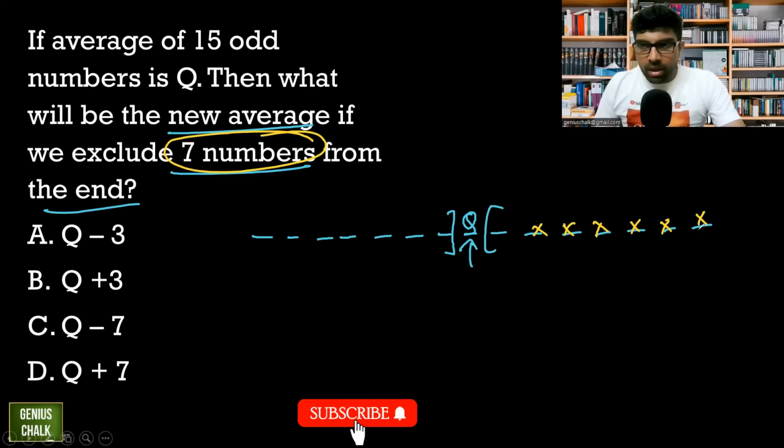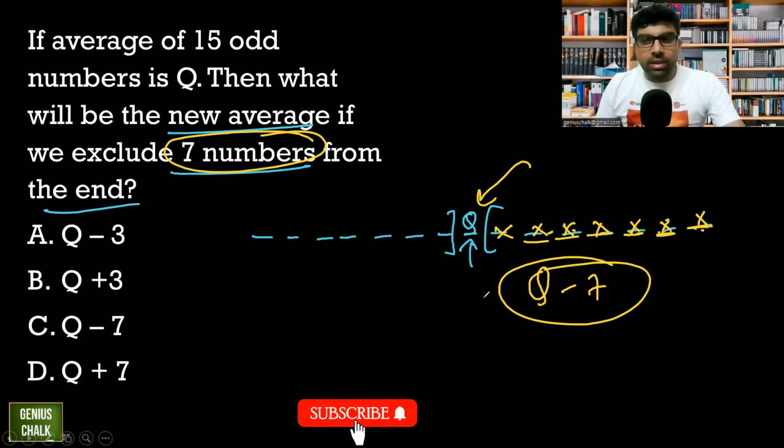So always remember, average of 15 odd numbers, that is Q. That means this side the numbers are higher, right? So if we subtract or exclude these numbers, the average will get down by the same impact. So 1, 2, 3, 4, 5, 6, 7. So 7 numbers have gone. That means average will also come down by 7. I hope you are getting my point, because absolutely we are just adding the numbers.